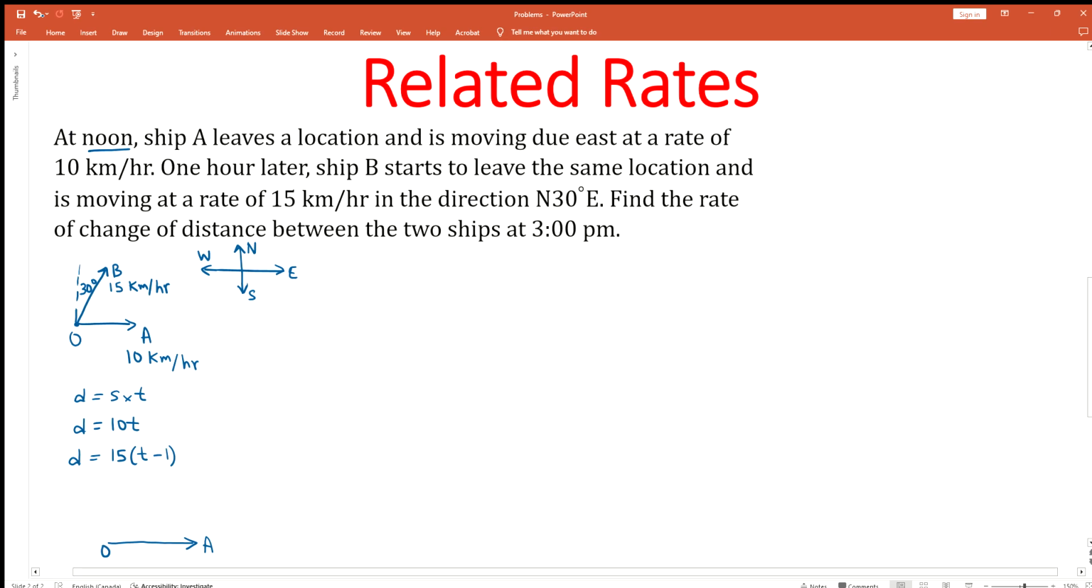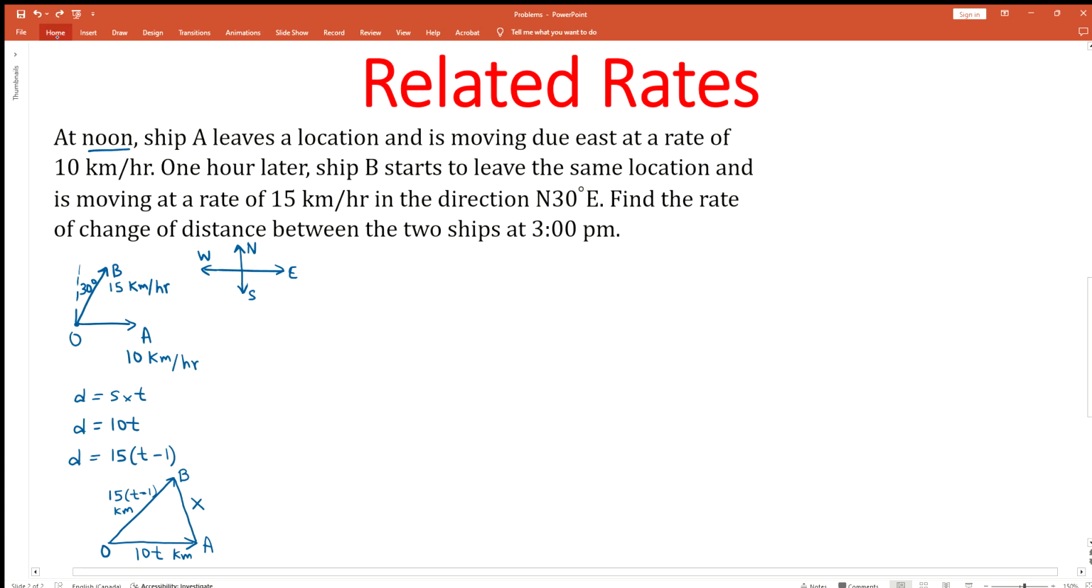Ship A travels the distance 10t kilometers and ship B travels the distance 15(t minus 1) kilometers. The distance between these two ships t hours after noon can be shown by this third side in this triangle. Let's assume this distance is x.